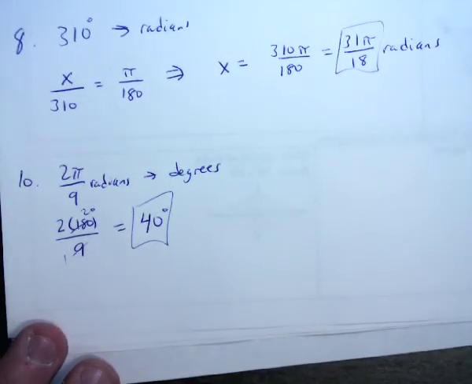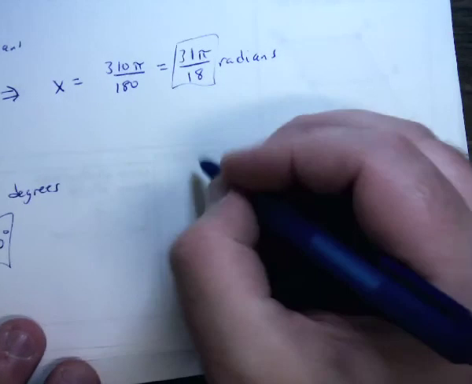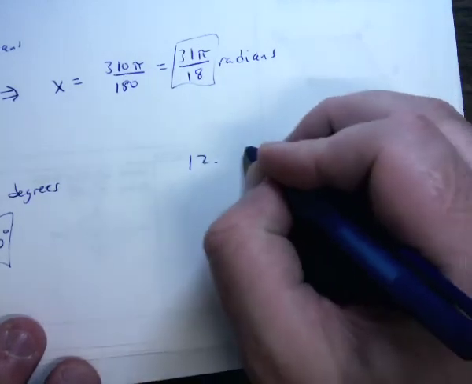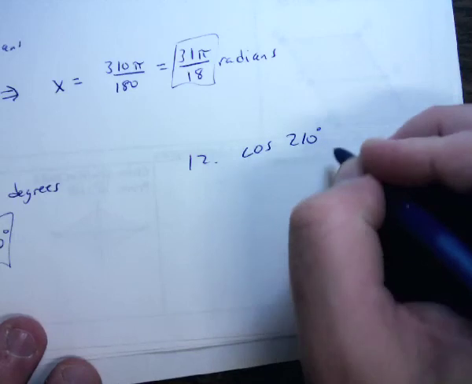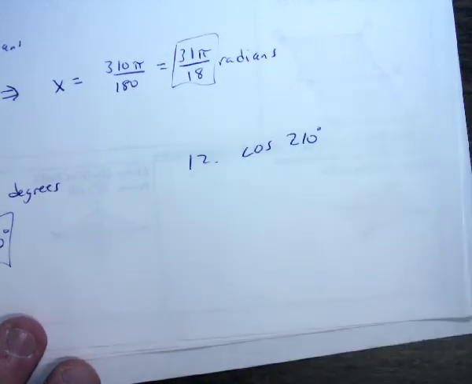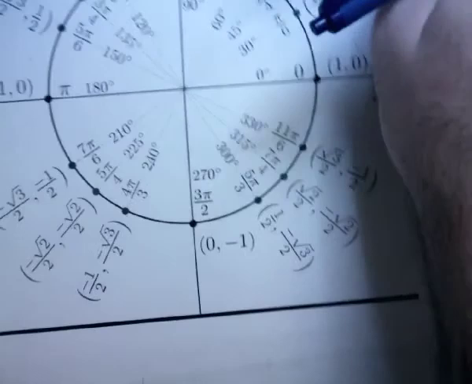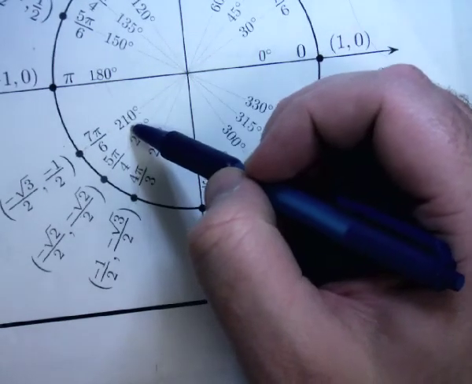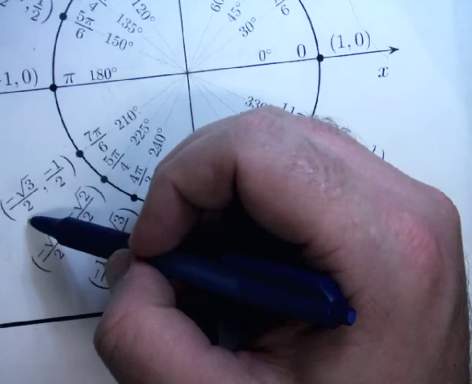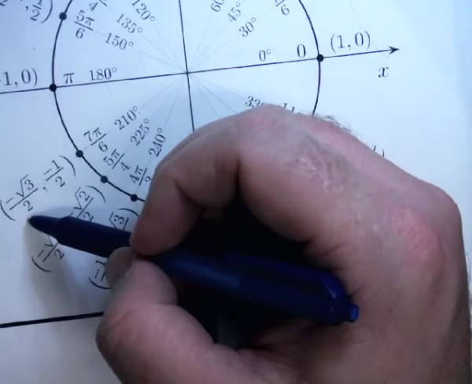Alright, last one, 12, we get to use the unit circle. Cosine of 210 degrees. If I look here, I find my 210, I look at the x value, because x is cosine, and it's negative root 3 over 2.